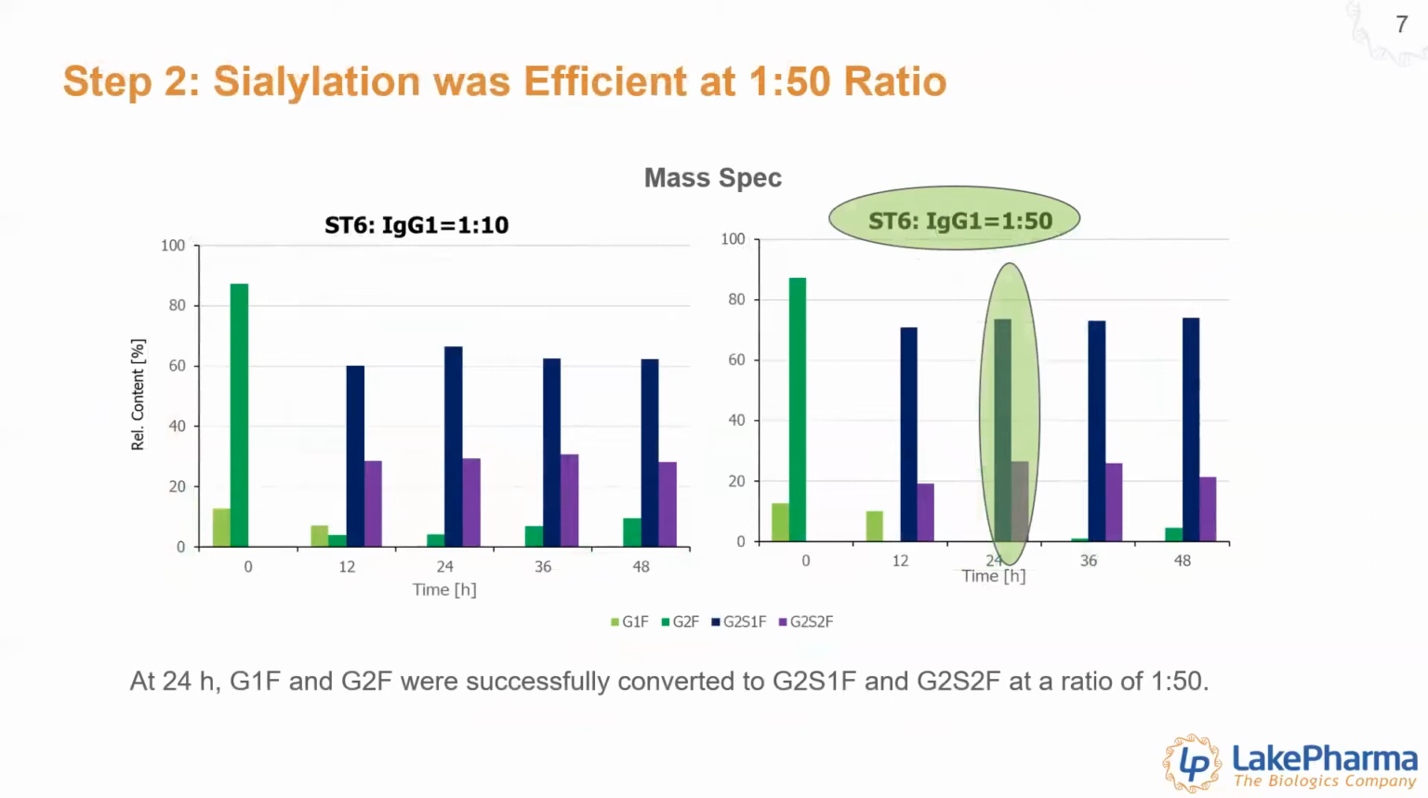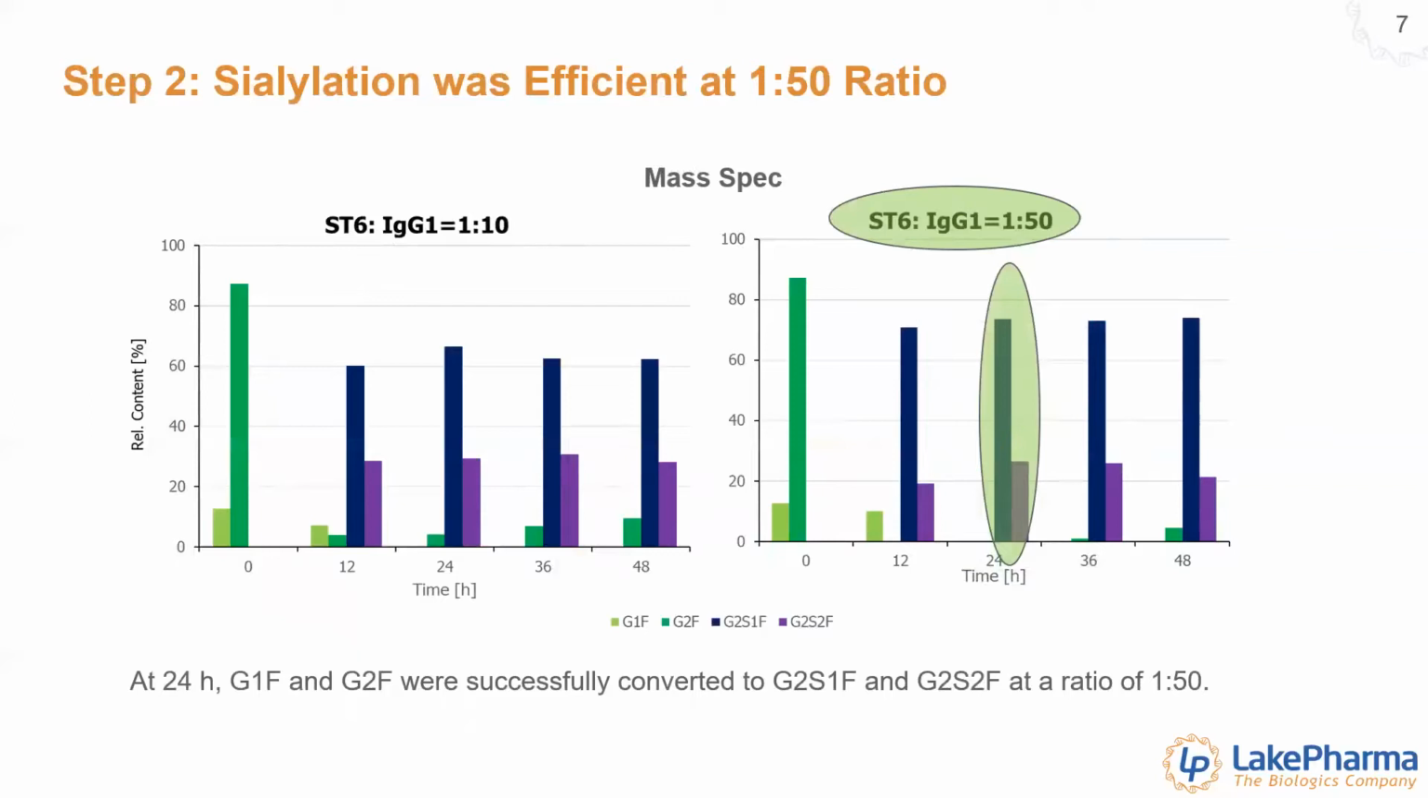The dark blue is G2S1F and purple is G2S2F. The difference is the number of sialic acid groups added. And we see that the presence of G1 and G2F is greatly diminished because they're all converted to either G2S1F or G2S2F. Both species have sialic acid content, and we see fairly high efficiency.